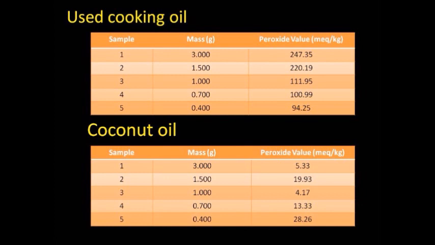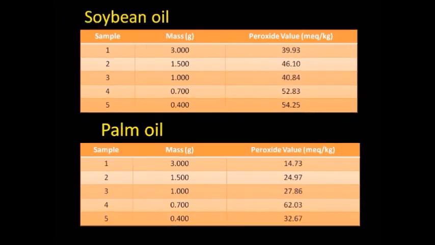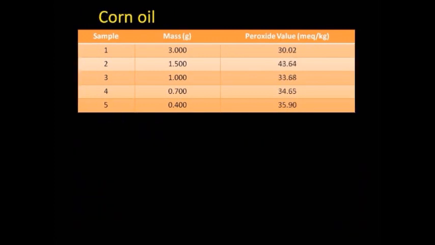This is the summary of the peroxide values calculated in the experiment. The oil samples tested were used cooking oil, palm oil, corn oil, soybean, and coconut. In summary, the oil with the highest peroxide value is used cooking oil.